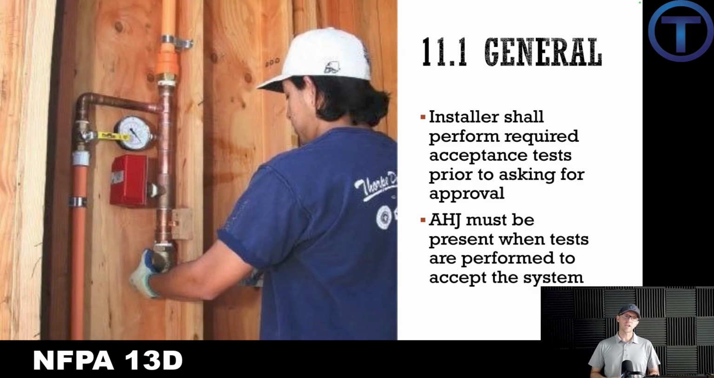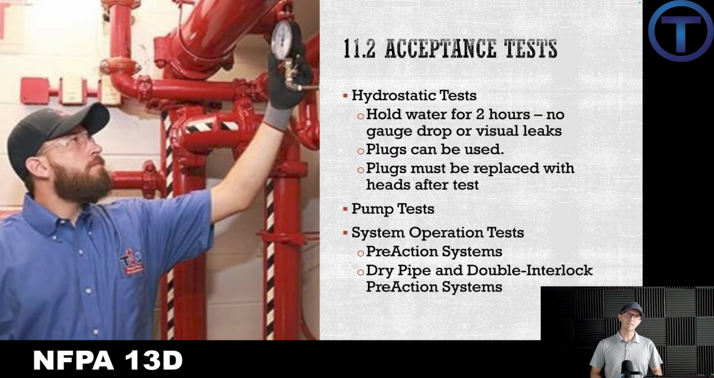Then the AHJ, or authority having jurisdiction, must be present when the tests are performed to accept the system. This is the inspection, right? They show up, they look it over, they say, okay, you've passed these tests. This system is now acceptable. 11.2 gives a little more specifics on the acceptance tests.